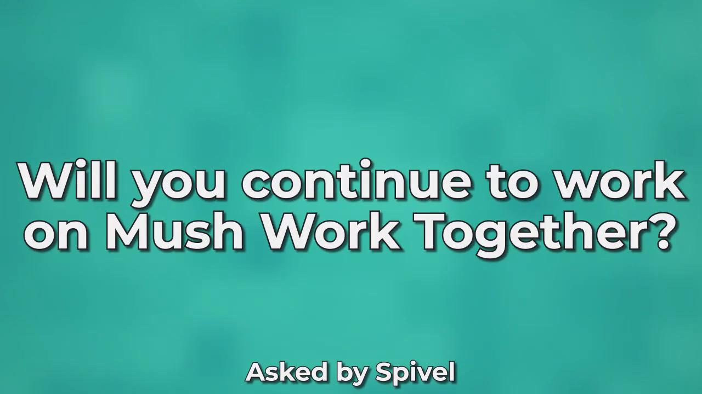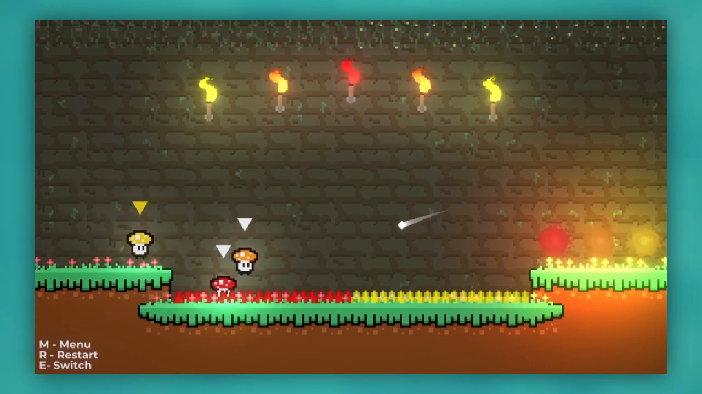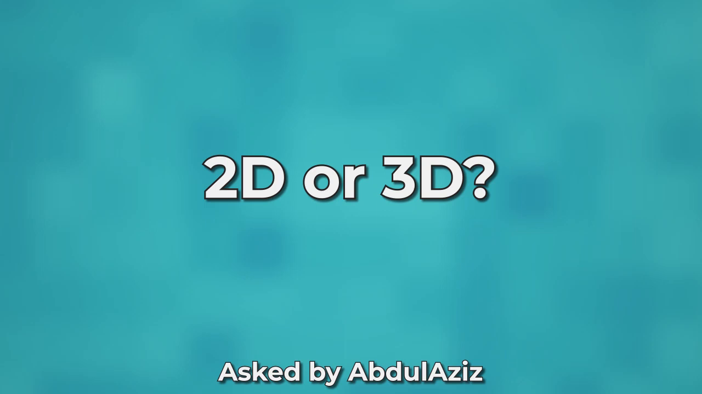Will you continue to work on Mush Work Together? At this stage, it's not likely, but I may begin work on another game similar to it. Who knows?